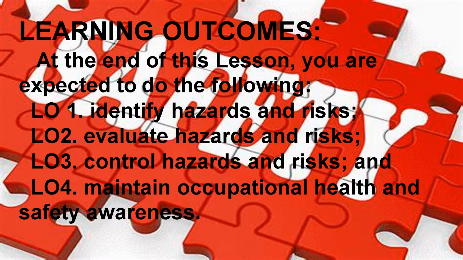Okay, these are our learning outcomes. At the end of this lesson, you are expected to do the following. First, we have LO1, identify hazards and risks. LO2, evaluate hazards and risks. LO3, control hazard and risks. And lastly, we have LO4, maintain occupational health and safety awareness.